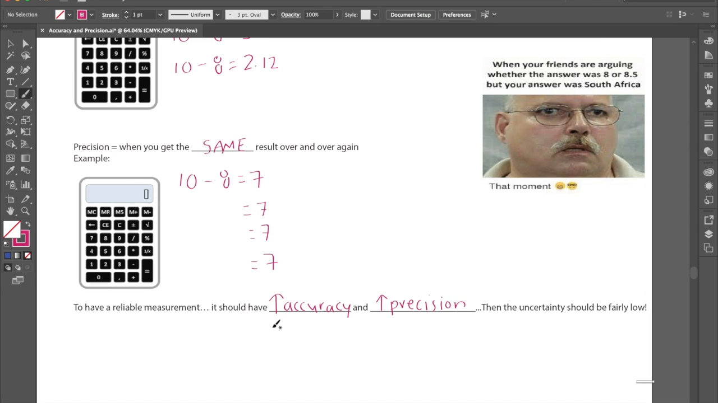So that would mean if we typed it into our calculator again, 10 minus 8 equals 2, that we would say is accurate, and the more that we did it, getting 2, equals 2, equals 2, the more precise our measurement is. So high accuracy with high precision leads to measurements that have fairly low uncertainty.